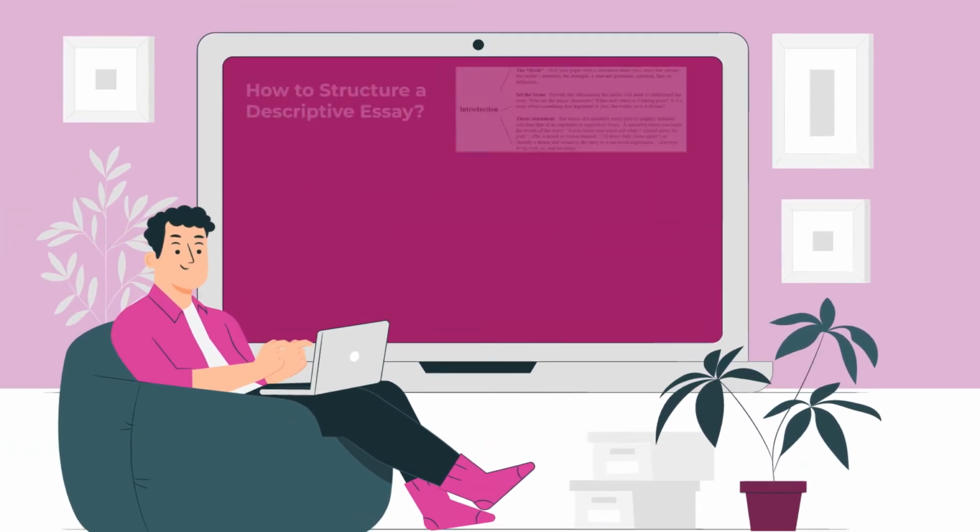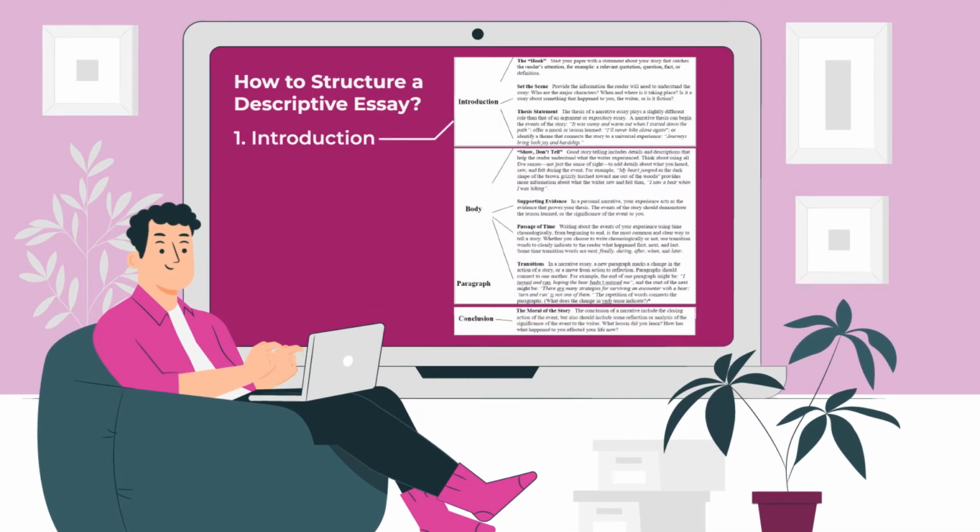There are 3 main sections in a descriptive essay: introduction to state the topic, body to explain the topic, and conclusion to restate the topic.